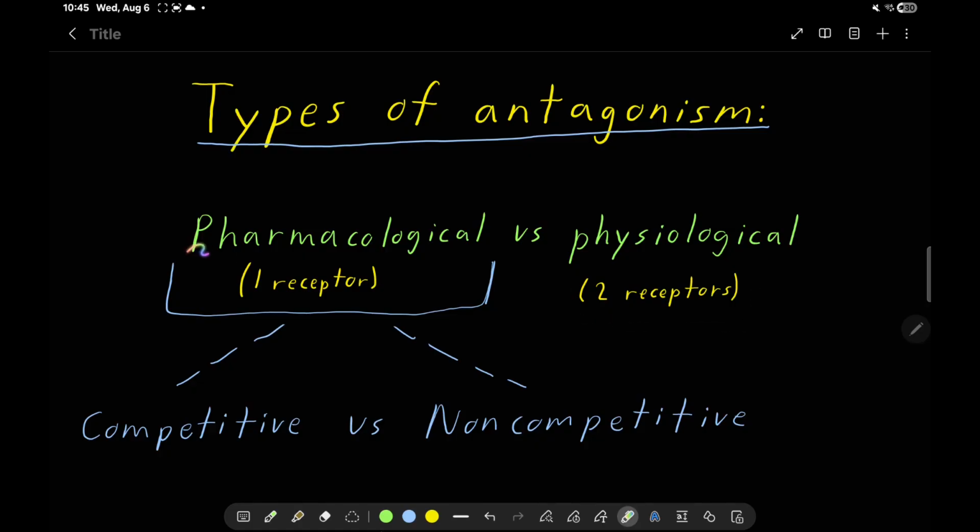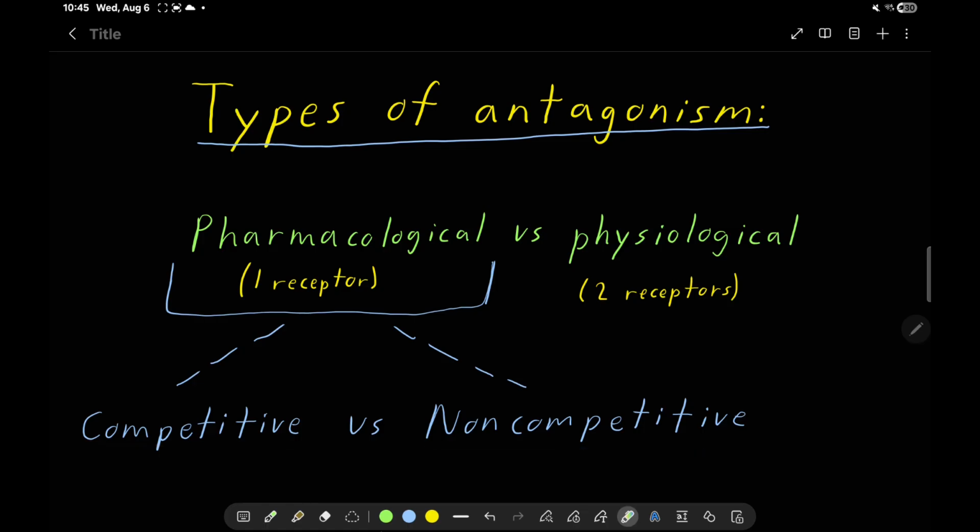On the other hand, pharmacological antagonism involves just one receptor type. And pharmacological antagonism can be broken down into competitive versus non-competitive antagonism.